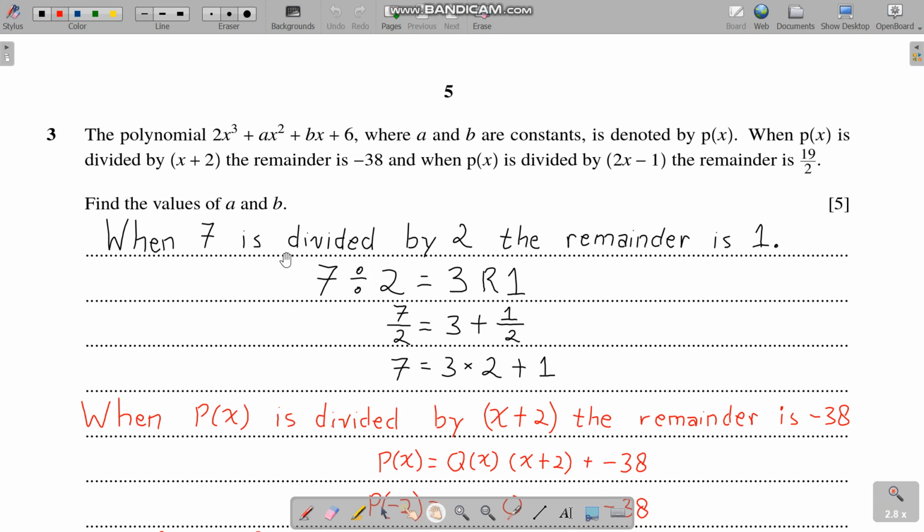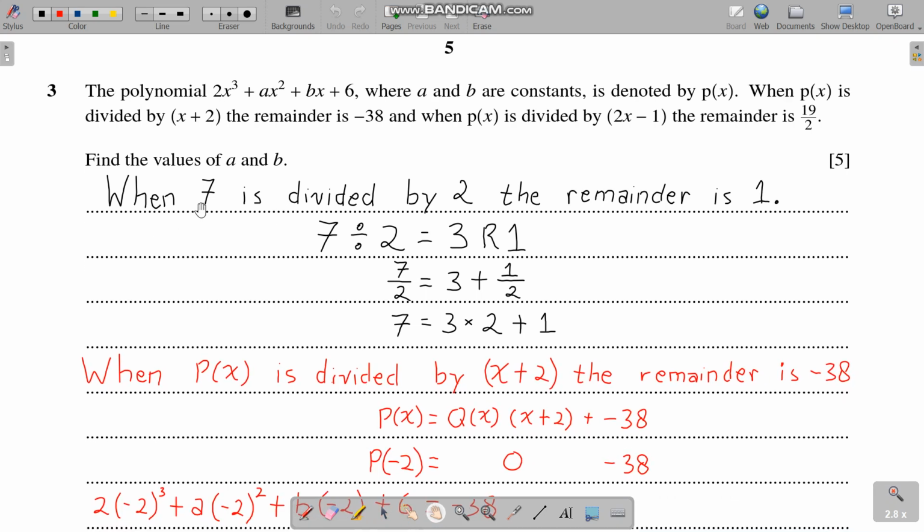So look at this example. When 7 is divided by 2, the remainder is of course 1. We can say 7 divided by 2 equals 3, remainder 1. 3 is the quotient. Or we can use fraction 7 over 2 equals 3 plus 1 over 2. So 1 over the divisor. Now if we multiply both sides by 2, we get 7 equals 3 times 2 plus 1. So this is the dividend, the quotient, the divisor, and the remainder.